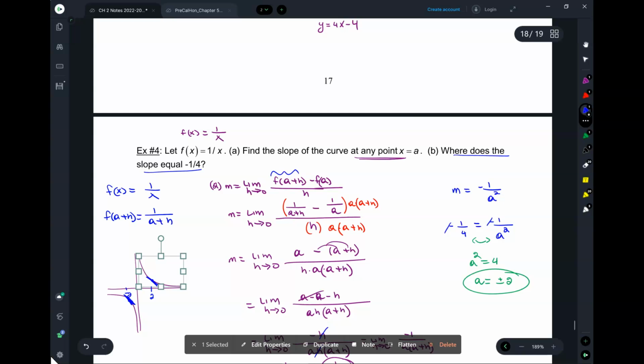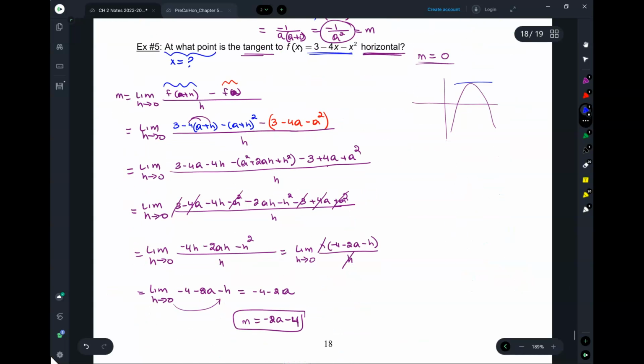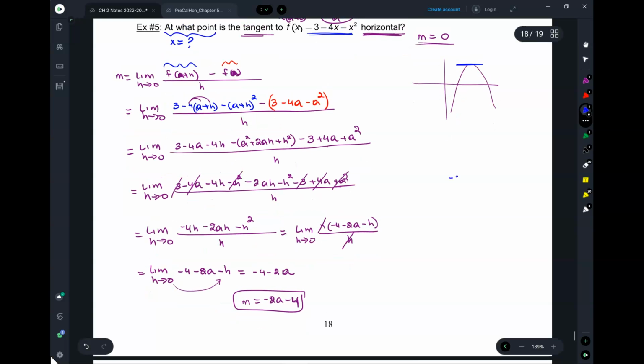How about at the vertex here? Okay, so you're a magician. Oh yeah.